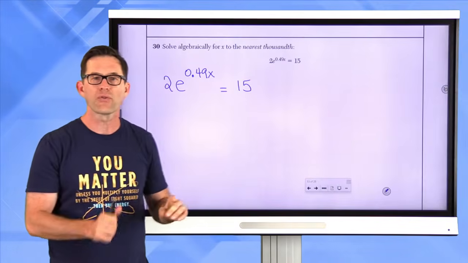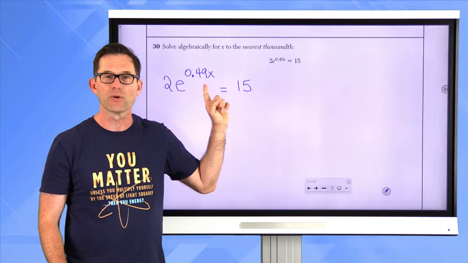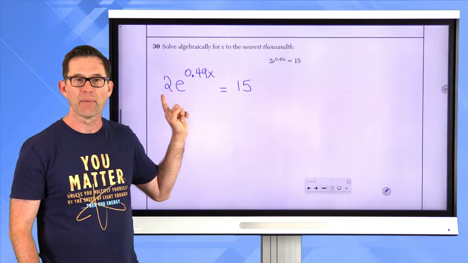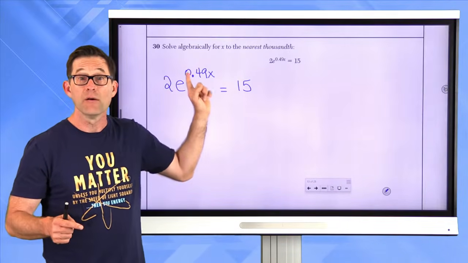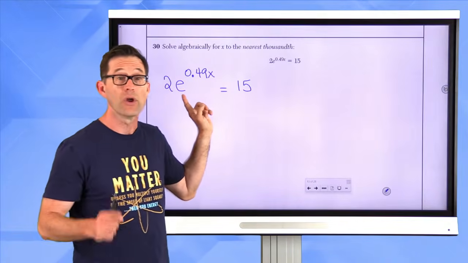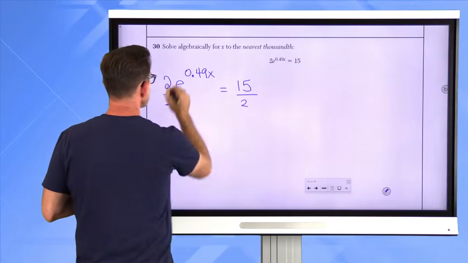So let's walk through our order of operations. The first thing that's been done to x is we multiply it by 0.49, then we exponentiate, and then we multiply by 2. I now need to undo each one of those 3 things, multiplying, exponentiating, and multiplying, in the reverse order. So the first thing I'm going to do is divide both sides by 2.